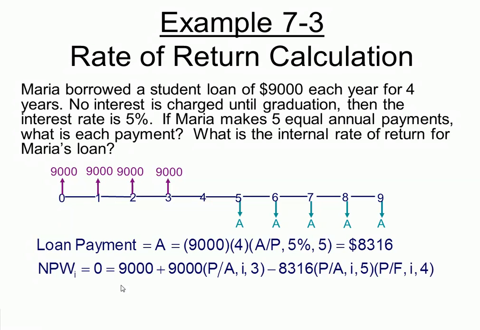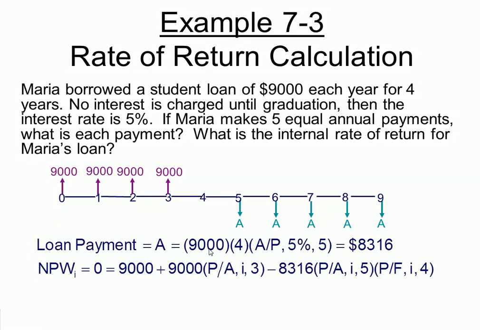And then this is 9,000 in the present. This is 9,000 that represents this uniform series. And so it's multiplied by the discount factor of P given A over 3 periods at the internal rate of return I. That's the rate that we need to determine. And then the A is negative, because these were the benefits, there was plus, but this is a cost to us. Negative 8,316, that's the amount A here.